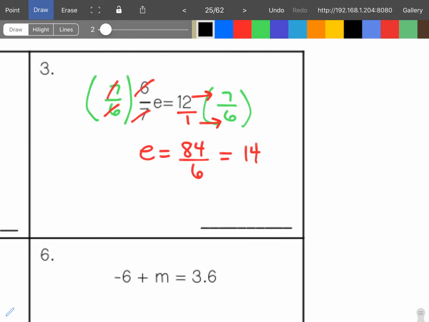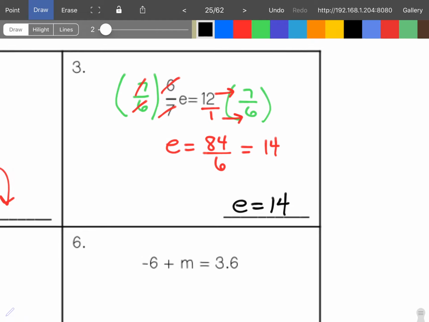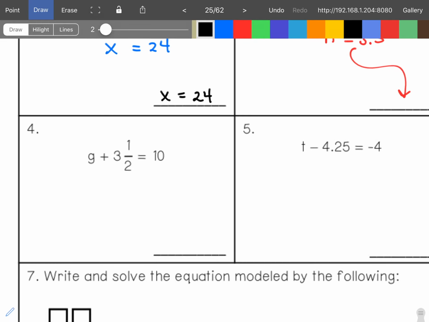And you should get 14. So therefore, e equals 14 is the solution. Number 4.